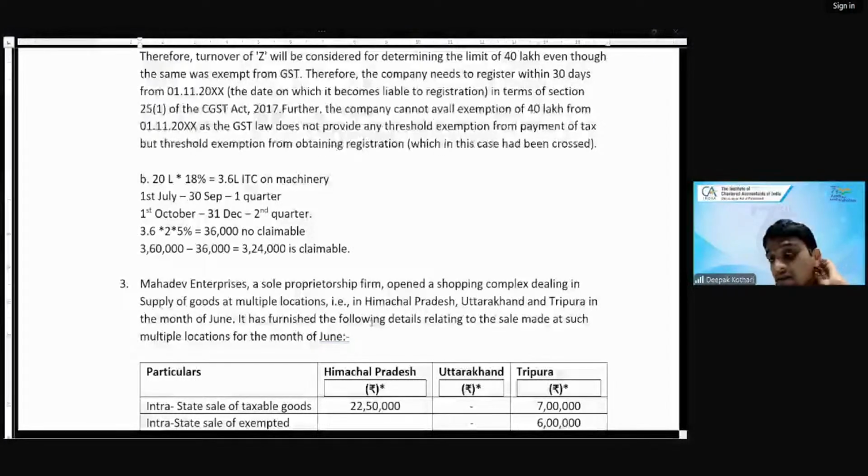Correct. Till December, but you have to consider part of the quarter as also the full quarter. So 10% will be deducted as part of the quarter. You're right. Clear?